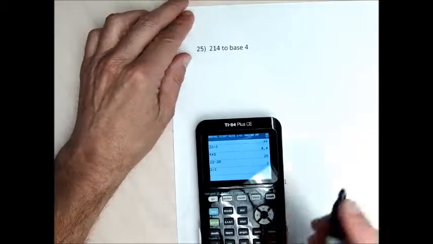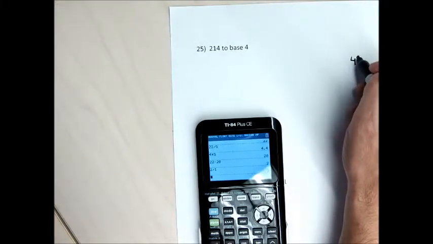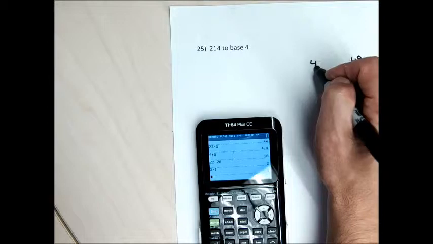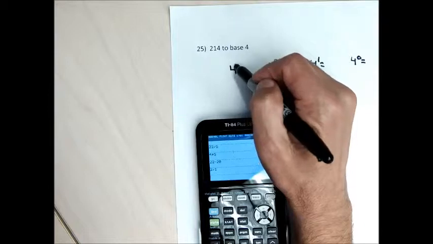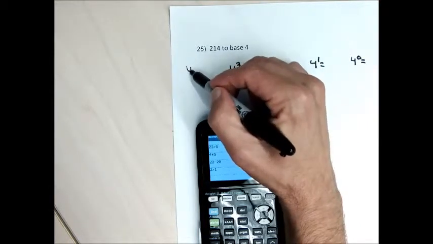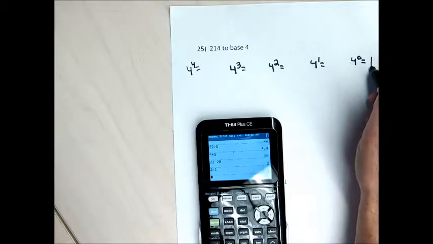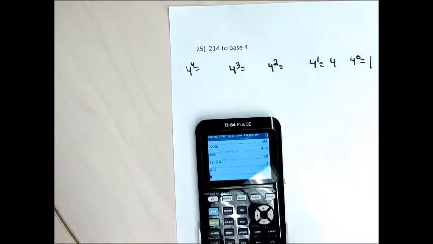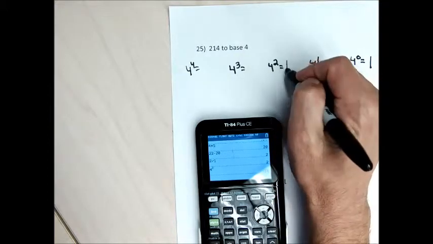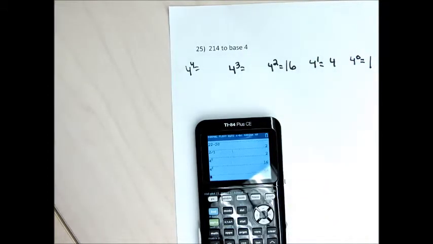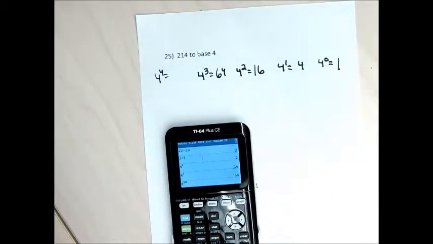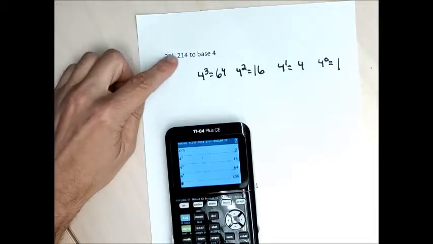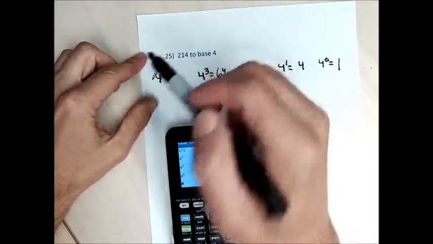25 is a similar problem. It wants me to change from base 10 to base 4, so I need all my powers of 4 that are less than or equal to 214. And I know what they are. 4 to the 0 power is 1. 4 to the first power is 4. 4 squared is 16. 4 cubed is 64. And 4 to the 4th is going to be too big. So I need all the powers of 4 that are less than or equal to 214. I stop once I get to one that's too big.